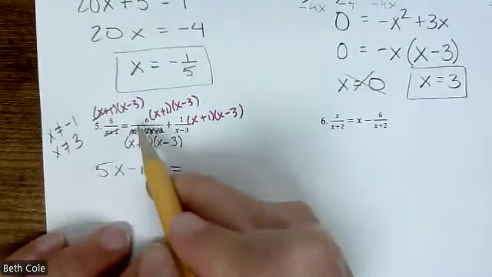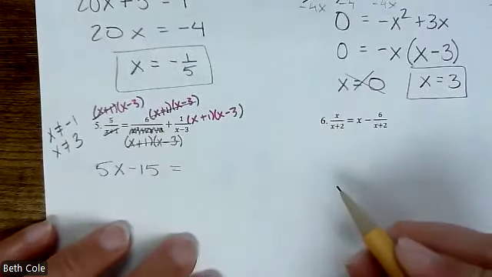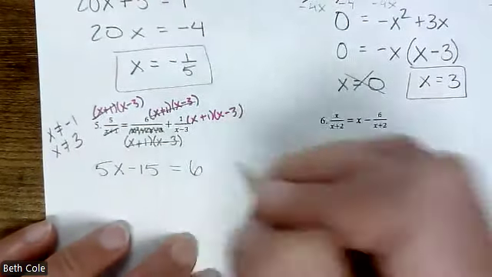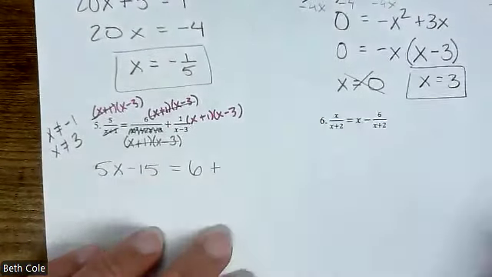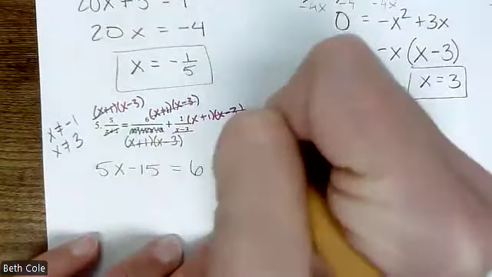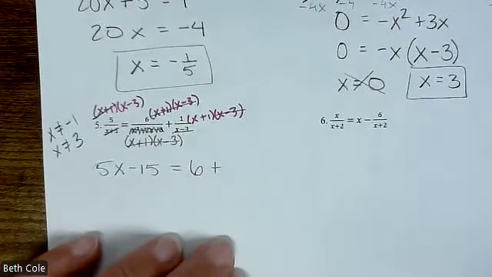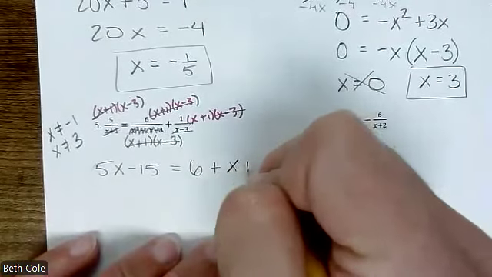Equals. What cancels for this one? Yeah, both of them. So just 6. Good. Plus, what cancels for this one? X minus 3. Now you would be distributing a 1 through there, but that's just going to be x plus 1.